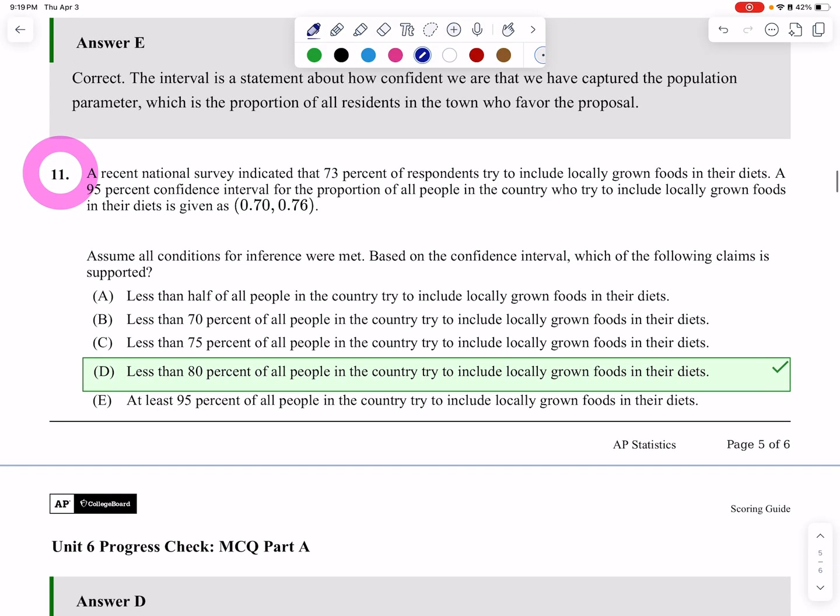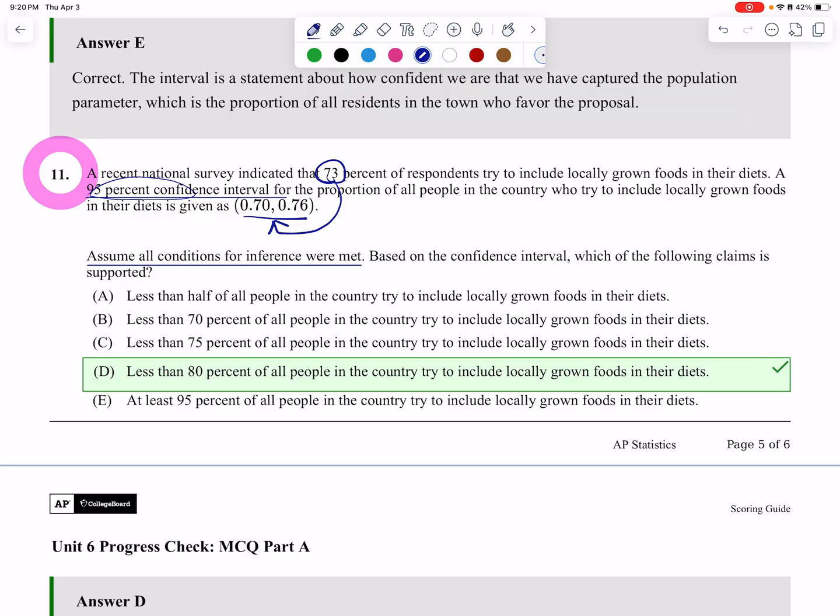Number 11. A recent survey indicated that 73% of the respondents try to include locally grown food in their diets, and a 95% confidence interval for the proportion in the country who try to include locally grown foods in their diets is given. I noticed right away 73% is in the interval. It says to assume all conditions for inference were met. Based on the confidence interval, which of the following claims is supported? It's a 95% confidence interval, so we want to make sure we understand that.